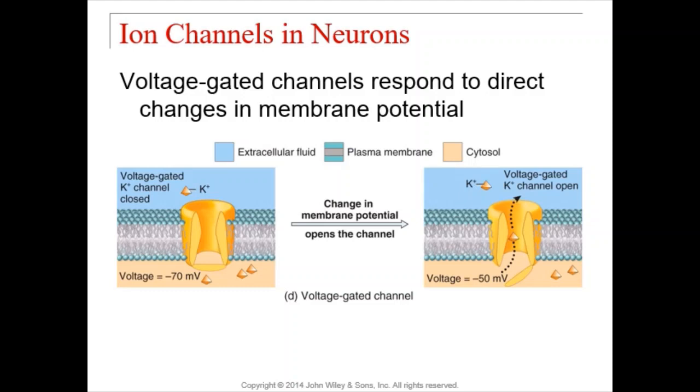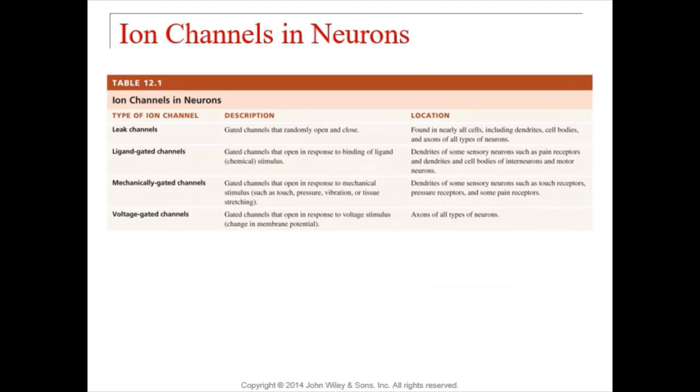Oh, what's that? What's the voltage? In this case, the voltage is what we call the membrane potential. Oh, that didn't help either. What's the membrane potential? The membrane potential, by definition, is just a difference in charge across the membrane. That's all it is. A difference in charge, either negative or positive. If you change the charge, aka the membrane potential, aka the voltage of your plasma membrane, that will open the channel.